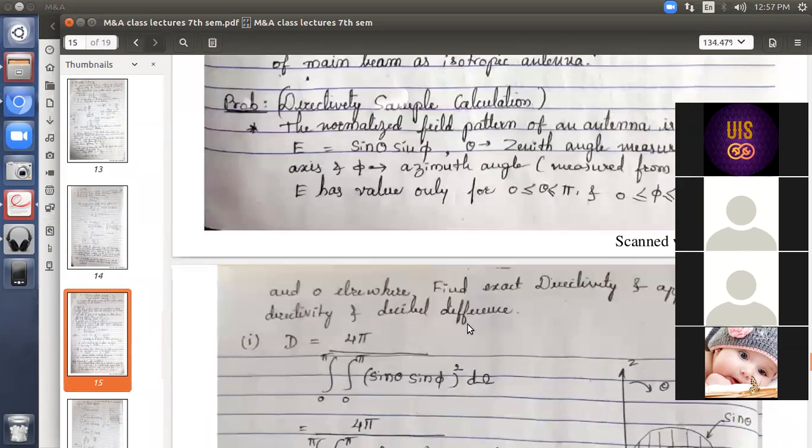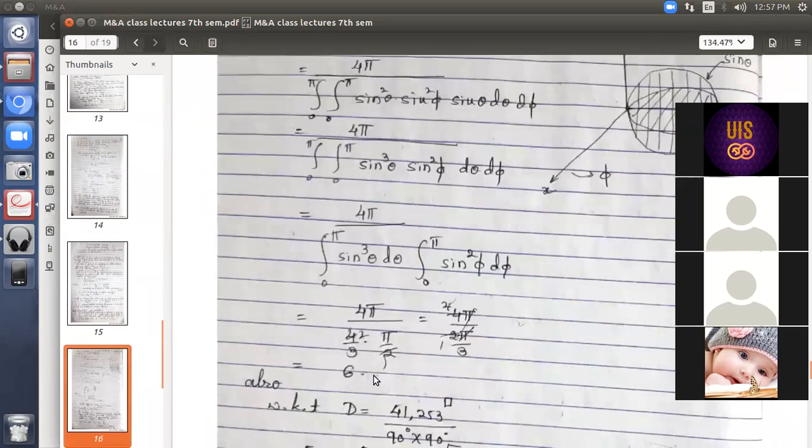Then we solved one problem. I think this was the homework given to you. Both these integrations, you have to find out these values, how we got this. I hope you have done this.